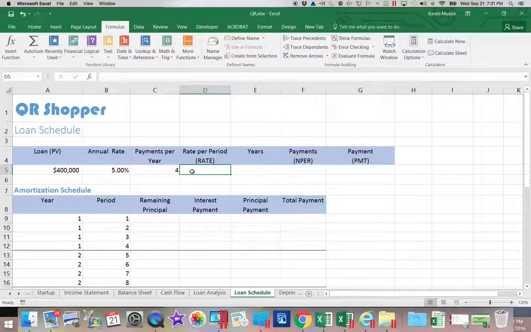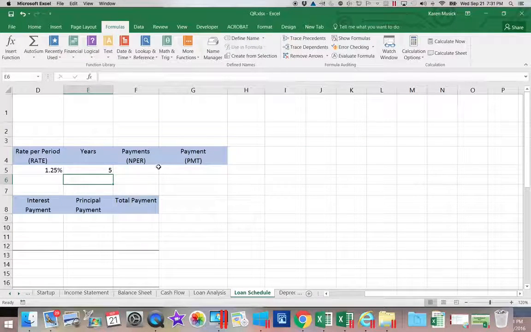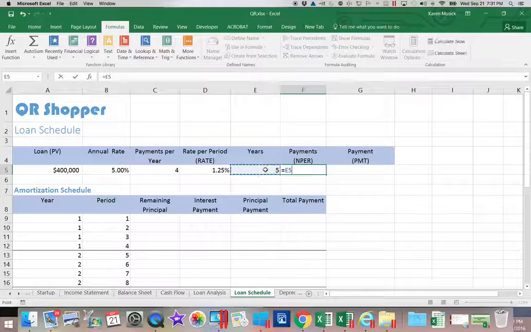We can then calculate the rate per quarter as we did in our loan analysis as the annual interest rate divided by the number of payments per year. We're going to be making these payments for 5 years, and we're going to be making 20 payments then, which is calculated as the number of years times the payments per year.